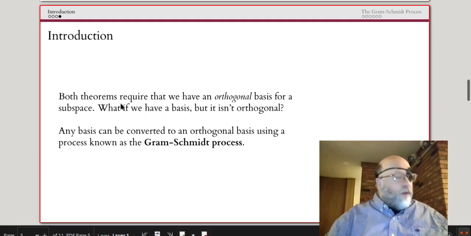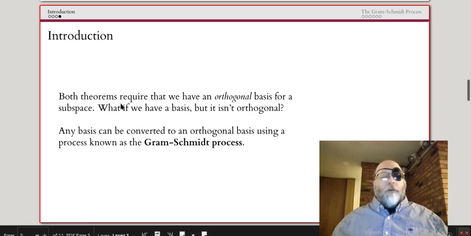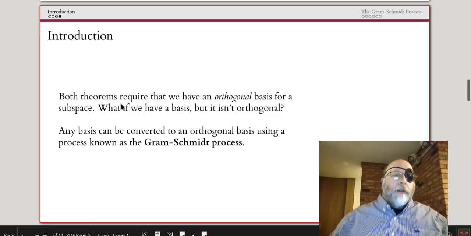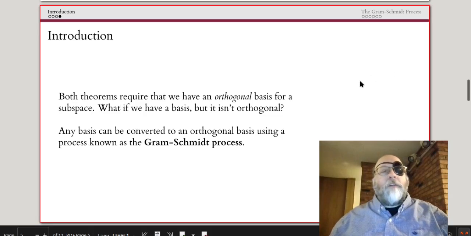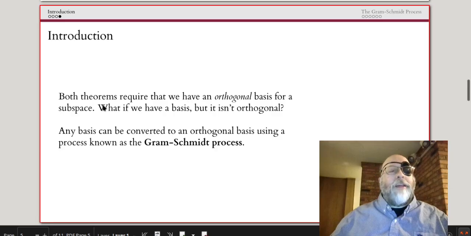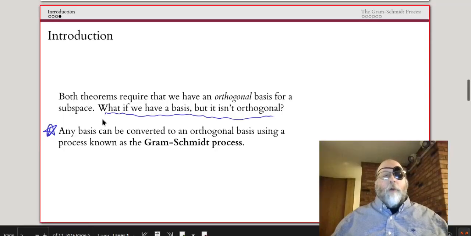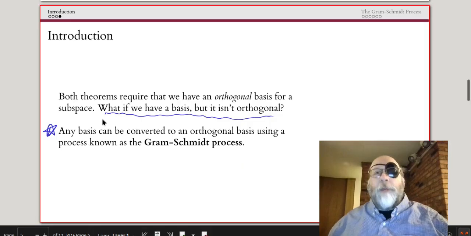So with these two theorems in hand that are both useful, the question we might want to ask is then what happens if we have a basis that isn't orthogonal? And the answer to that, and the main idea of what we're covering today, is that any basis can be converted to an orthogonal basis using a process that's called the Gram-Schmidt process.